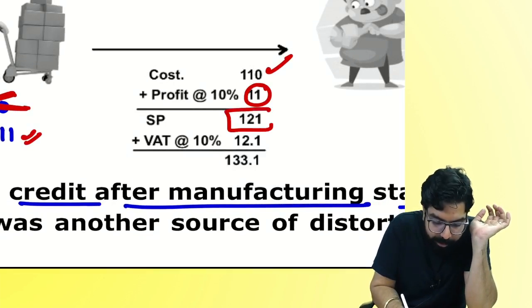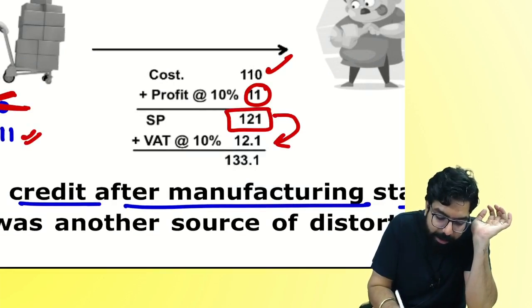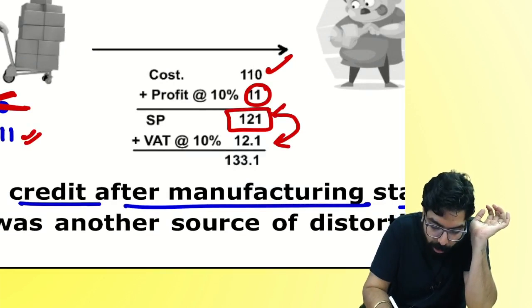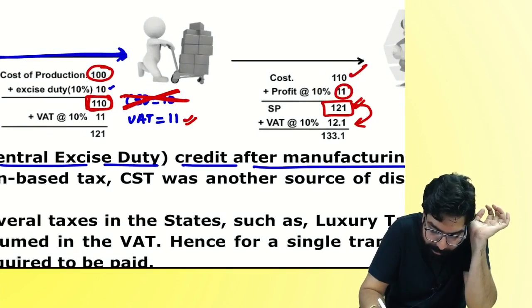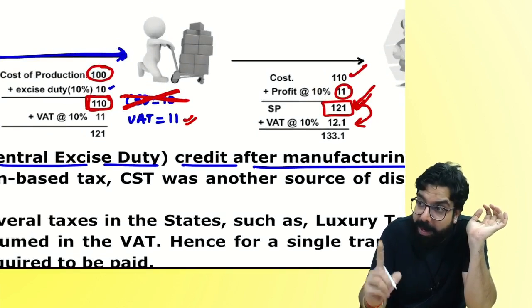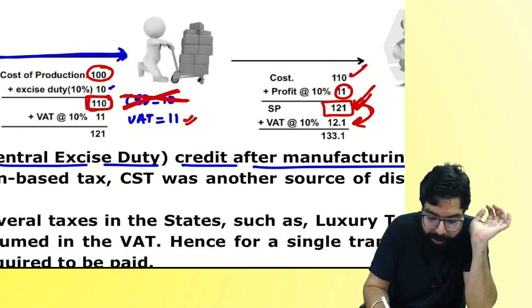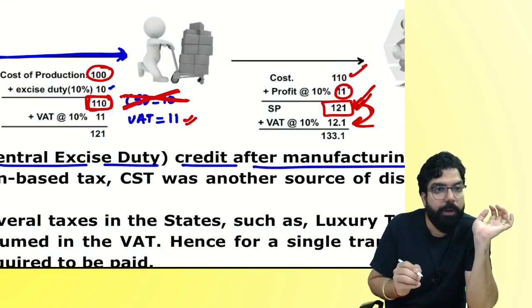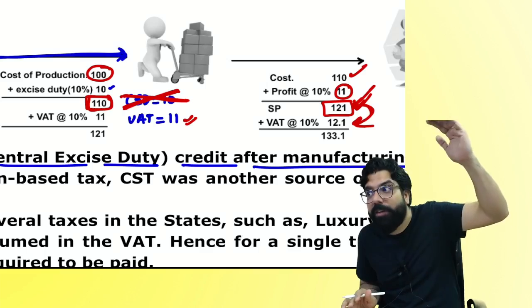It became 120. On this, I will charge VAT. Don't you think this already had an excise duty of 10 rupees? 121 had 10 rupees excise duty. Again, tax on taxes happening. Will it again increase the inflation?